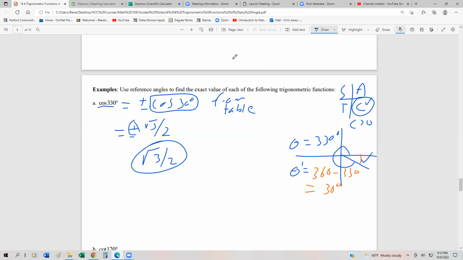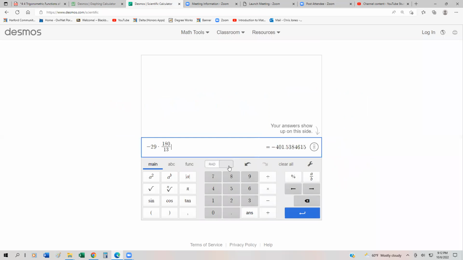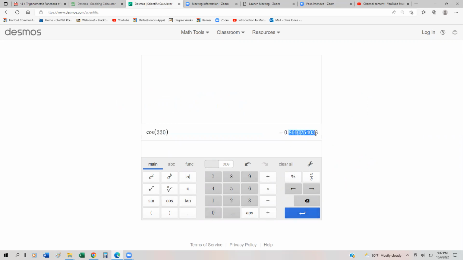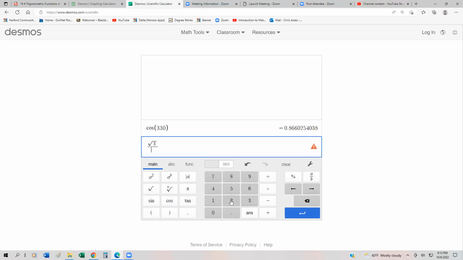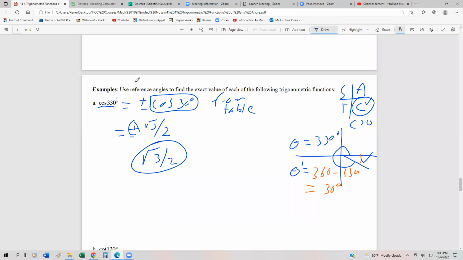Now, of course, we want to check this. A way to check it is to go into your calculator, make sure you're in degree mode, and type in the cosine of 330. The cosine of 330 degrees is 0.866025, and so on. Then just type in the square root of 3 over 2, and you get the exact same number. So that's a way to make sure that you've done this correctly: type those both in and you should end up with the same value. You can also check the sign, because that'll give you the positive or negative.